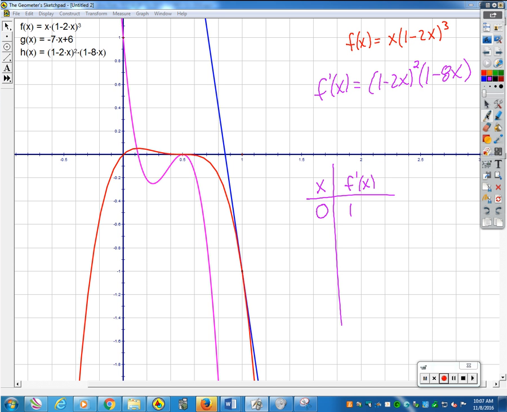So look, 0-1 has two meanings. Look here. 0-1. This is a point on the f prime graph. So this is also the slope right here at x equals 0. This has two meanings.